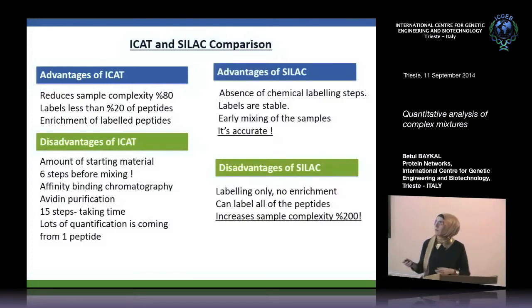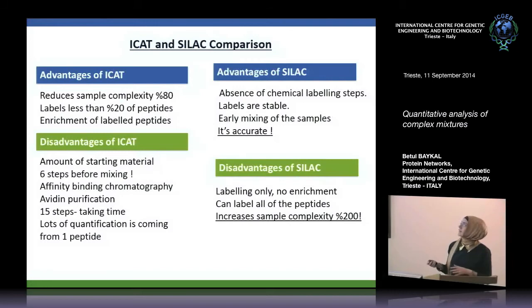In ICAT, since it's only labeling 20% of the peptides, it will reduce the sample complexity quite a lot, like 80%. And this will get you an increased number of identifications. But the amount of starting material in ICAT is important. And there are 6 steps before mixing, so that's affecting the accuracy of your data. And there are affinity binding chromatography and purification steps. It's taking time. And most importantly, the quantification usually comes from 1 peptide.